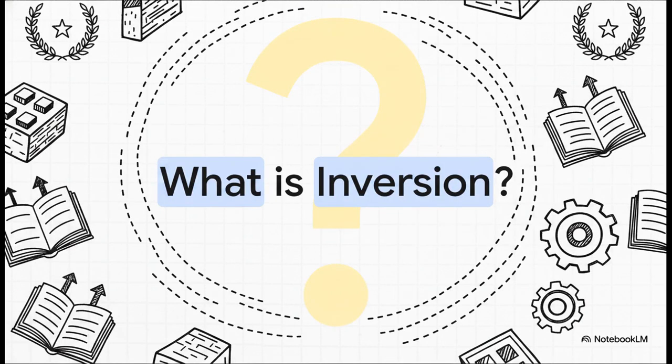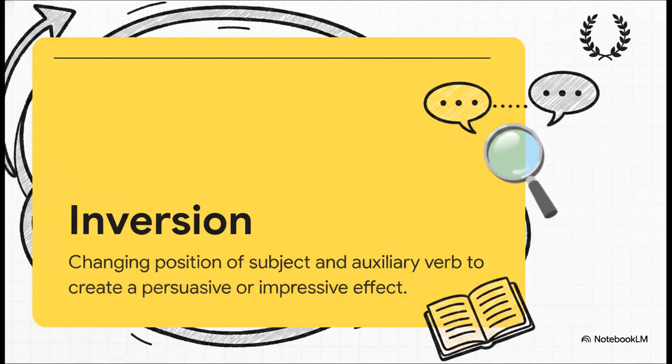So how do these actually create impact? Let's look at a powerhouse structure that Cambridge examiners absolutely love. The big question we need to ask is, what on earth is inversion? Well, it's pretty much exactly what it sounds like. You're flipping the normal position of the subject and the auxiliary verb. We usually do this right after a negative adverbial. Why? Because it sounds incredibly dramatic and persuasive.